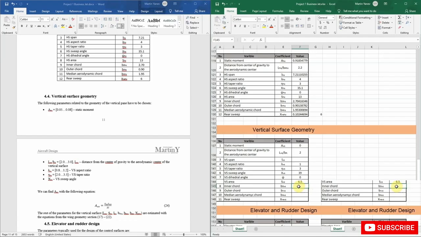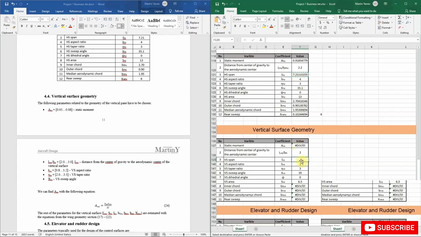Then the inner chord, the outer chord, the mean aerodynamic chord, and the rear sweep are basically with the same equations as this one. So in Excel, if I copy the cells from here to here, it will just copy the equations and the locations to the new table. And if you have the same locations for the similar parameters between the vertical and the horizontal surface, then these equations will work. So let's try this out. Okay, and for now we're getting an error because we don't have the value for L, so let's simply write the equation for L, and I'll actually copy it from here.